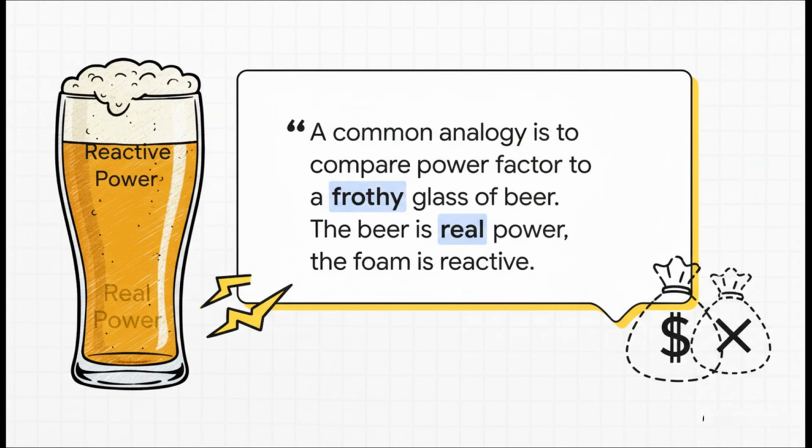And there's a fantastic analogy for this. Think about a glass of beer. The liquid part, the beer itself, that's your real power. It's what you actually paid for. The foam on top, that's the reactive power. Now, you need a little foam for a good beer, right? Just like you need some reactive power. But if you get a glass that's half foam, you're paying for a full pint but not getting it. That's a low power factor.